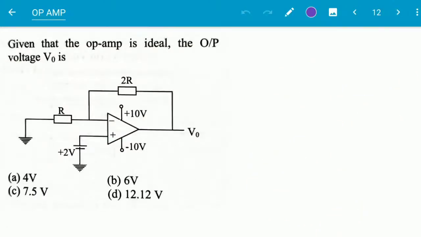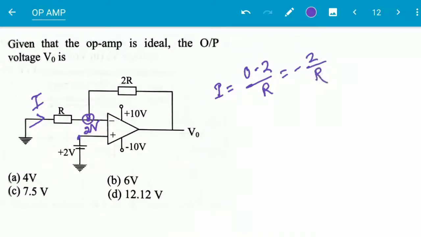Next question, given that the op amp is ideal, the output voltage V0 is... here this is 2 volt, so here will also be 2 volt. So the current I will be equal to 0 minus 2 by R, which is equal to minus 2 by R.